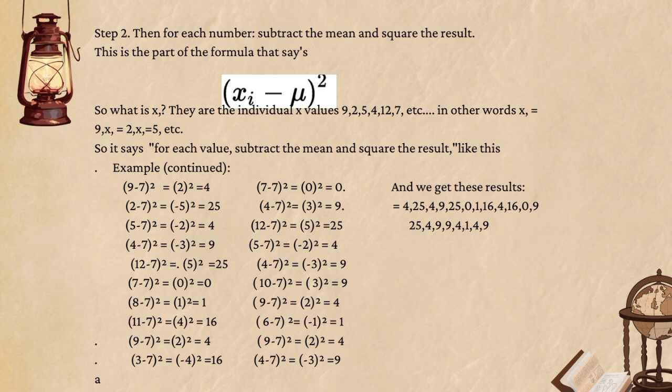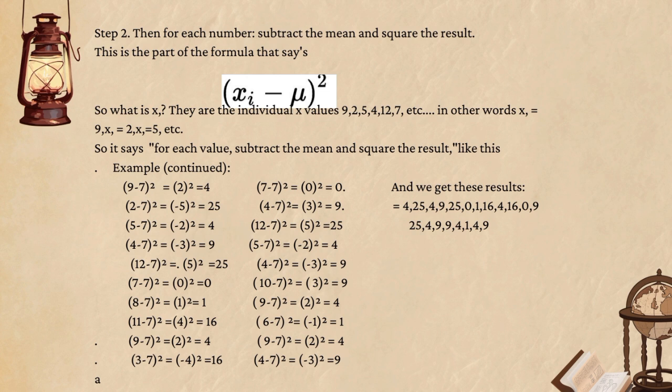So, makikita nyo dyan yung example. Kanina, ang sagot sa 140 divided by 20 is 7. So, the first thing na kailangan nating sagutan is 9 minus 7 squared is equals to 2 squared. And ang 2 squared is equals to 4. Ang next naman is 2 minus 7 squared is equals to negative 5 squared. Ang equals naman dyan is 25.